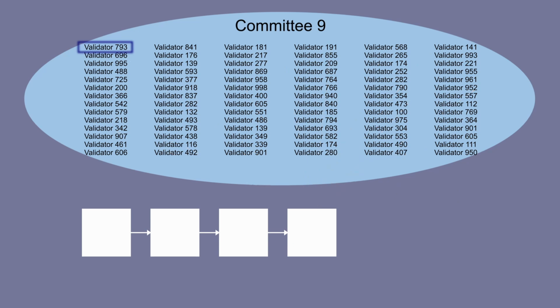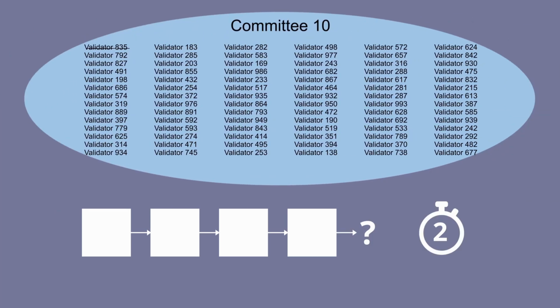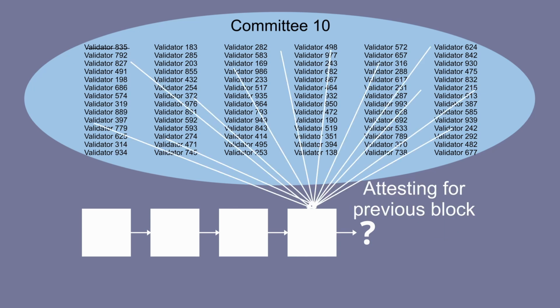Every epoch, validators are only allowed to attest to one block, otherwise they will be slashed. If the block proposer for a time slot doesn't propose a block, then 4 seconds into the time slot, the attesting validators should instead just vote for the previous block.